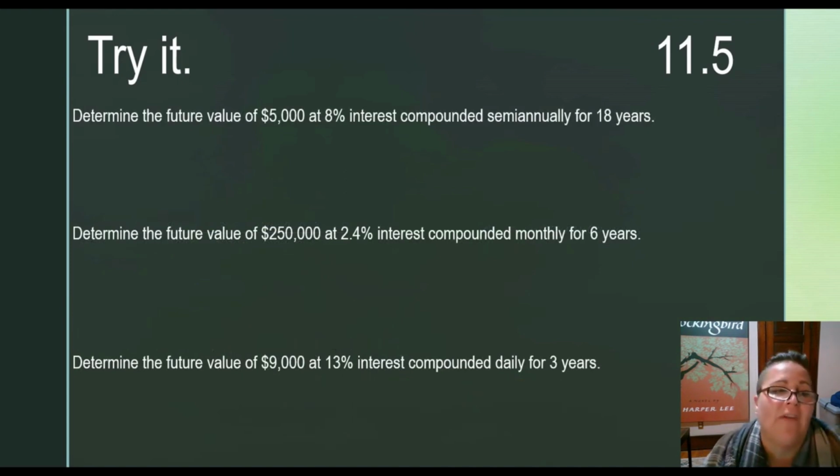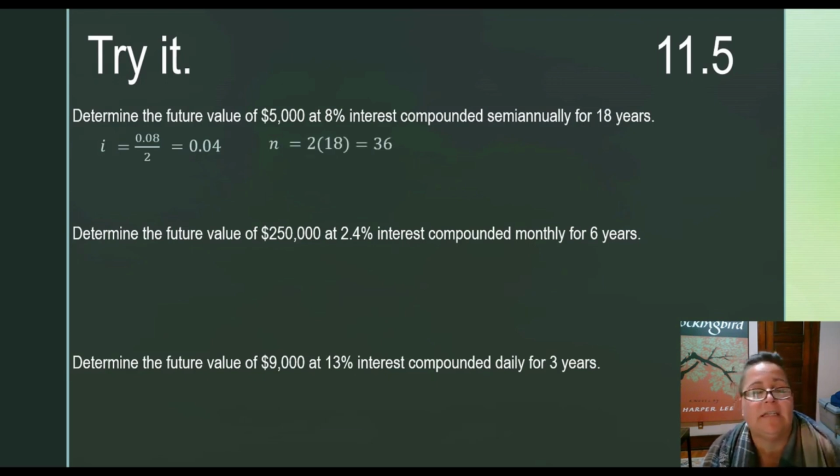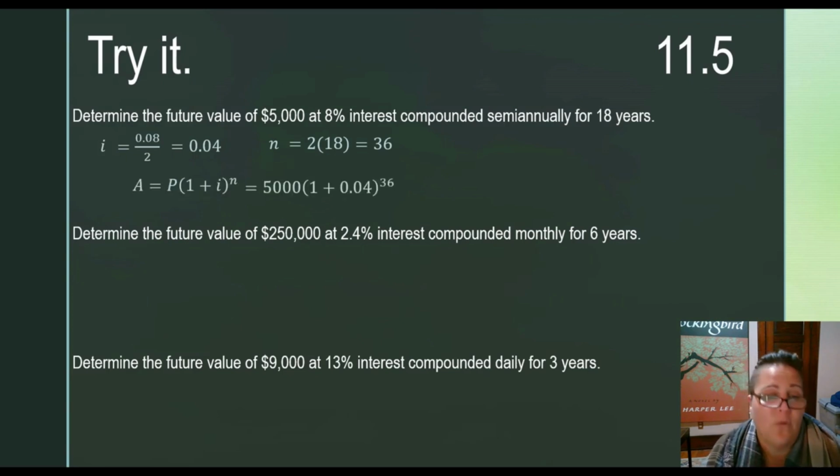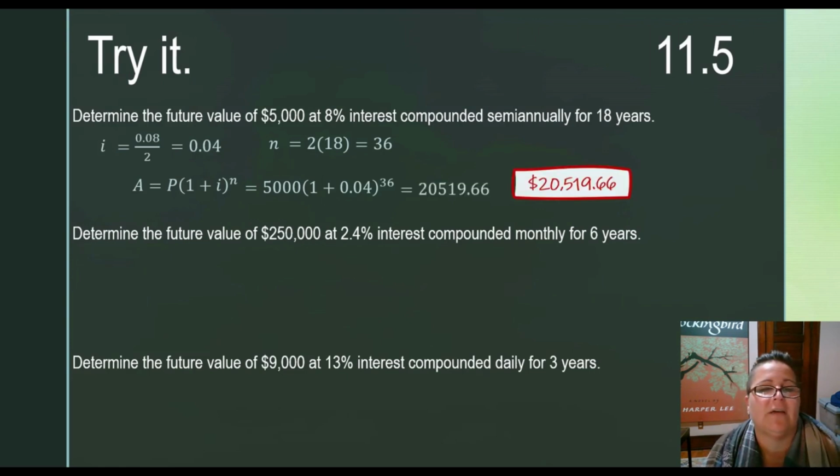Determine the future value of $5,000 at 8% interest compounded semi-annually for 18 years. Our I value would be the 8%, 0.08, divided by 2, because we're compounding semi-annually, or 0.04. Total number of compounds would be 2 per year for 18 years, or 36. The formula then would be 5,000 times 1 plus 0.04 to the 36 power. Working this out on the calculator, we get $20,519.66.